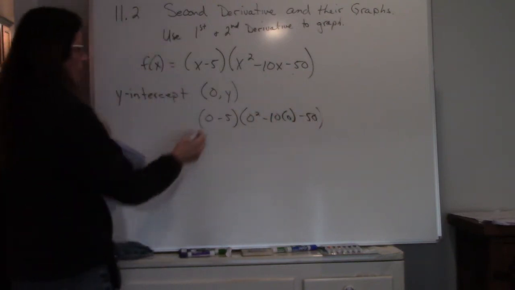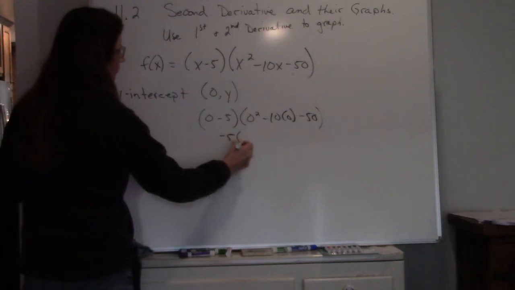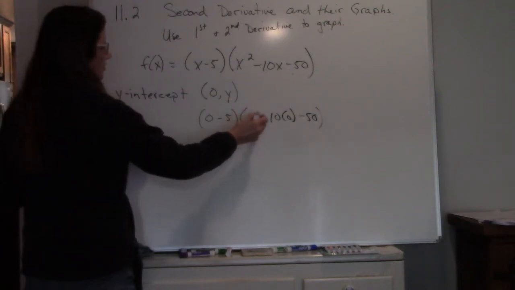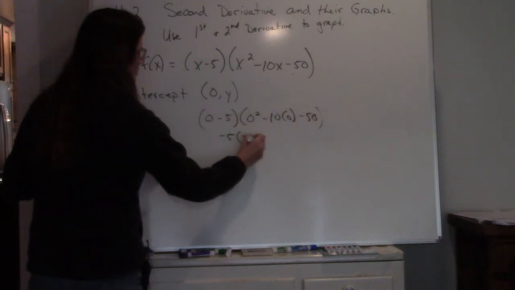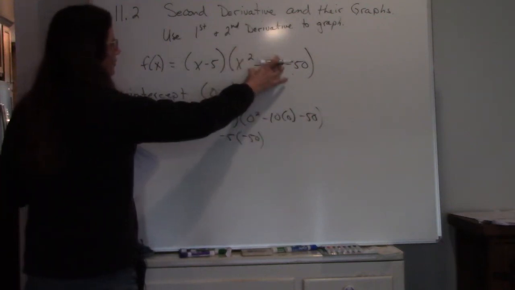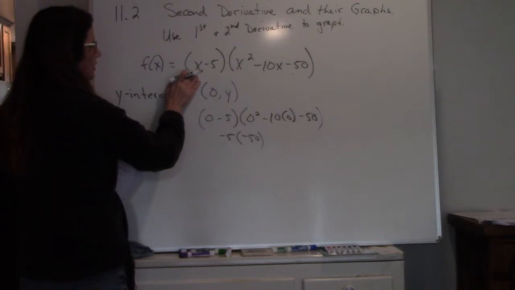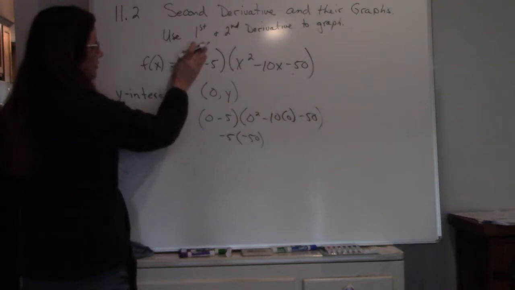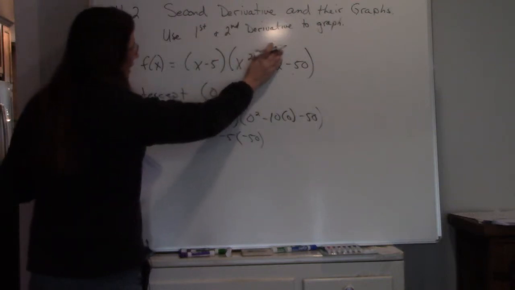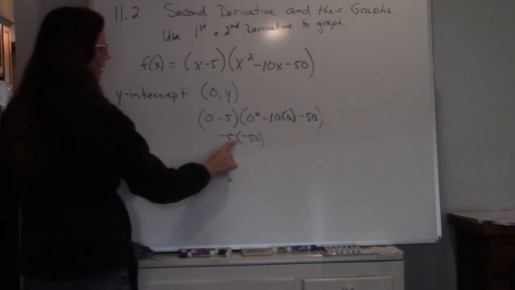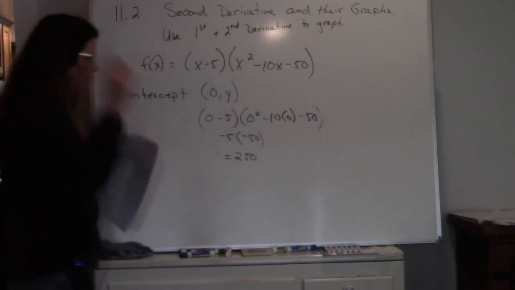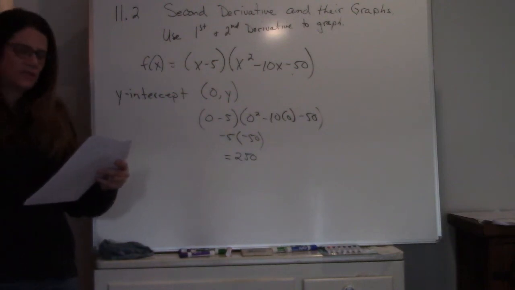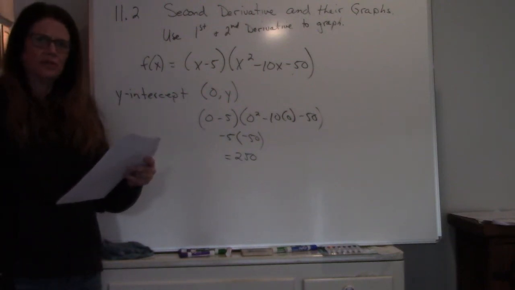and calculate. Well, 0 minus 5 is a negative 5. 0 squared is 0. 10 minus 0 is 10. Minus 50 is negative 50. So these just dump out. Every time you see an x, when it goes to 0, it just dumps out. So that goes away, that goes away, that goes away. All I have is negative 5 times negative 50, which is a positive 250. So your y-intercept is 250.